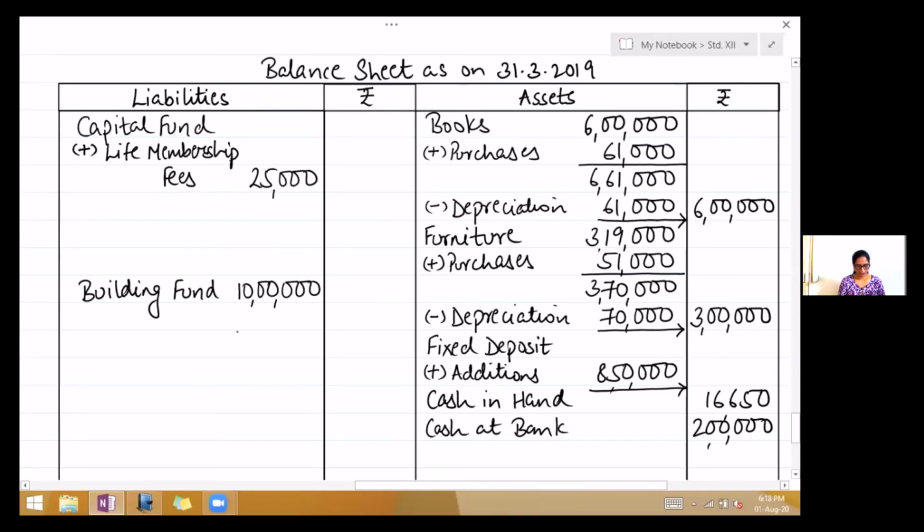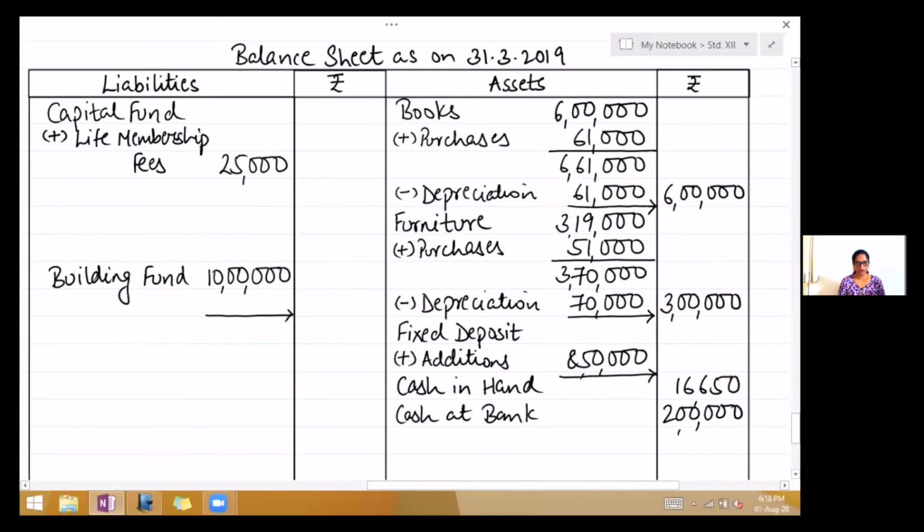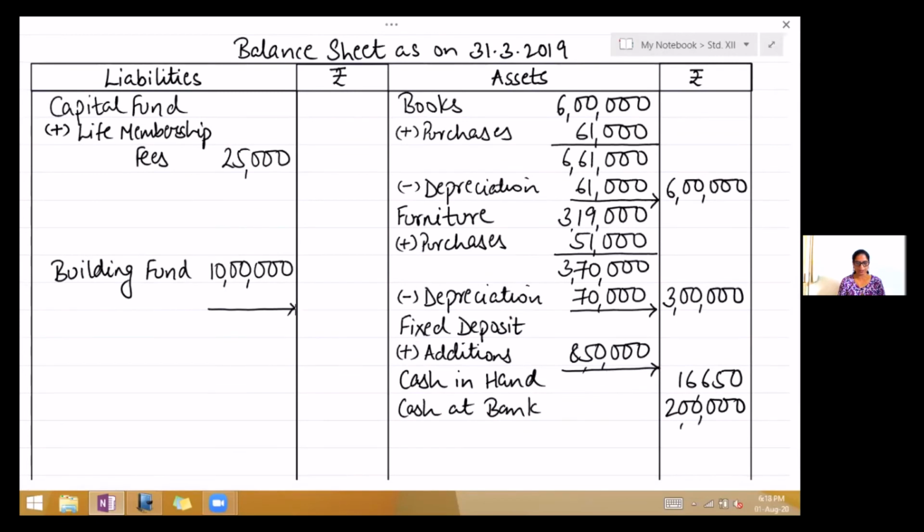Next is fixed deposit. So fixed deposit is shown on the asset side. We have already written the addition. So opening means at the beginning of the year, you had a fixed deposit of 9,10,000. So we make the additions and then take it to the outer column. So that's 17,60,000. Capital fund, liabilities, first balance, 9,47,400.